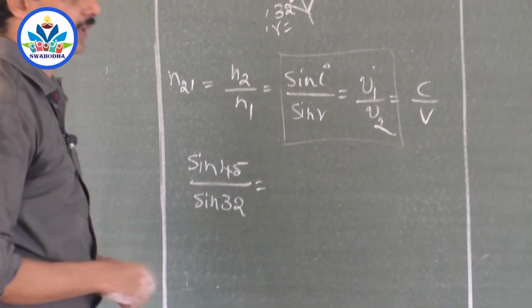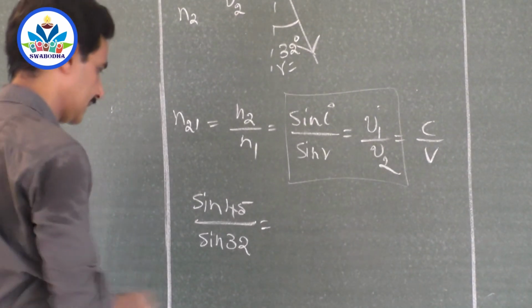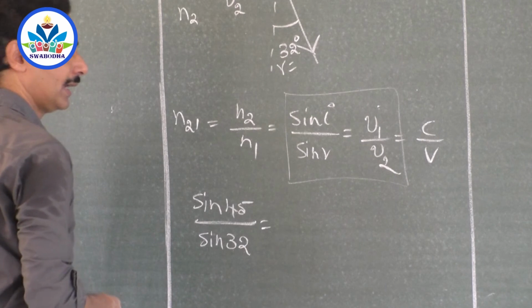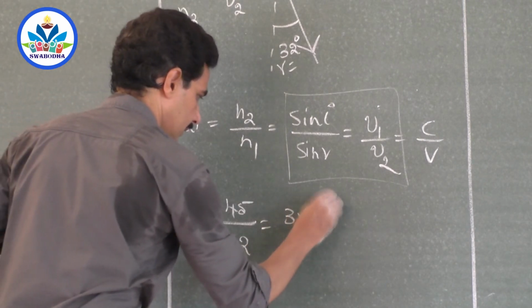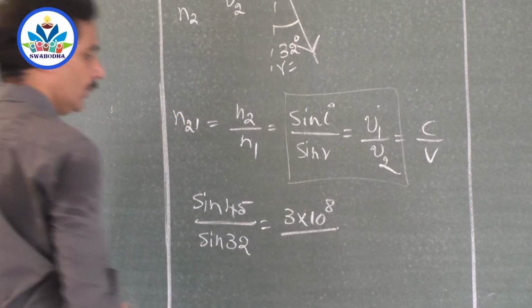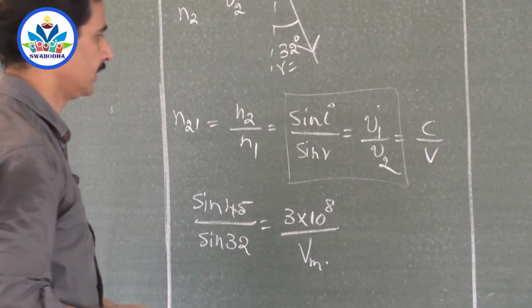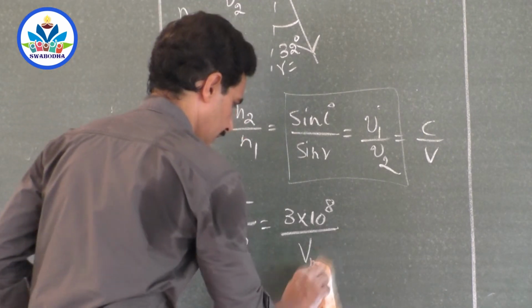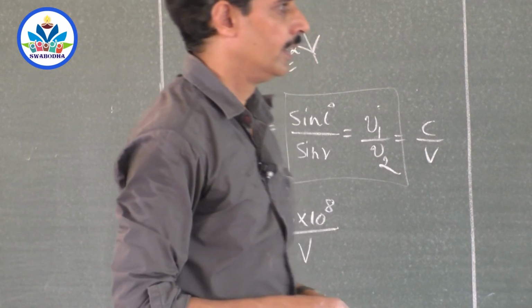So we will have to have the sin theta table. We have to have sin 32, so take a log table and be ready with this one. C is 3 into 10 to the power 8. What is the speed of light in the medium? You can write Vm, or you can simply write V. So we want sin 32. You have to go for sin 32.